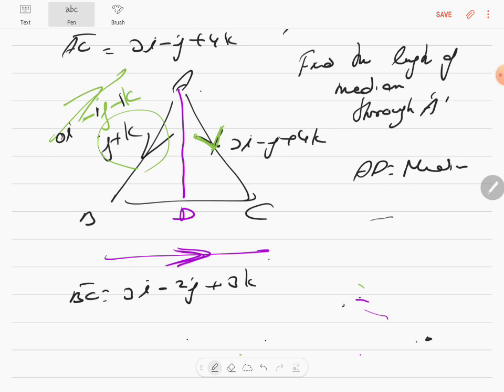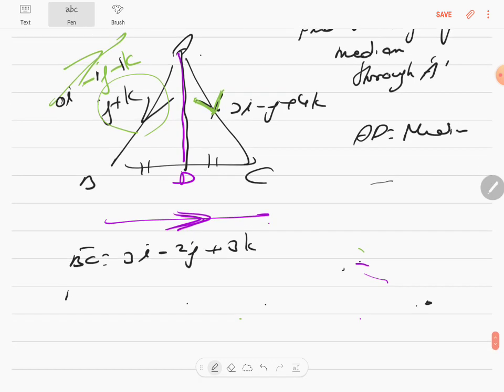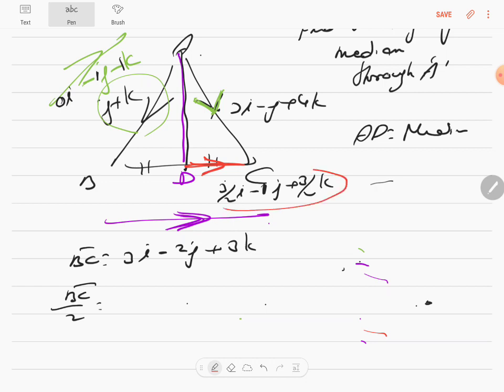So thus I got my BC vector, which is in this direction. And you know that this AD is a median which is going to bisect this. So I can write BC vector divided by 2. So this half will be 3 by 2i minus 1j plus 3 by 2k. The direction is DC. I got DC. Now that I got a DC vector like this, I can find AD. AD is going to be like this. Therefore, you don't need DC, you need minus DC, because it has to be in the opposite order, correct? Taking this triangle, this will be minus 3 by 2i plus 1j minus 3 by 2k.